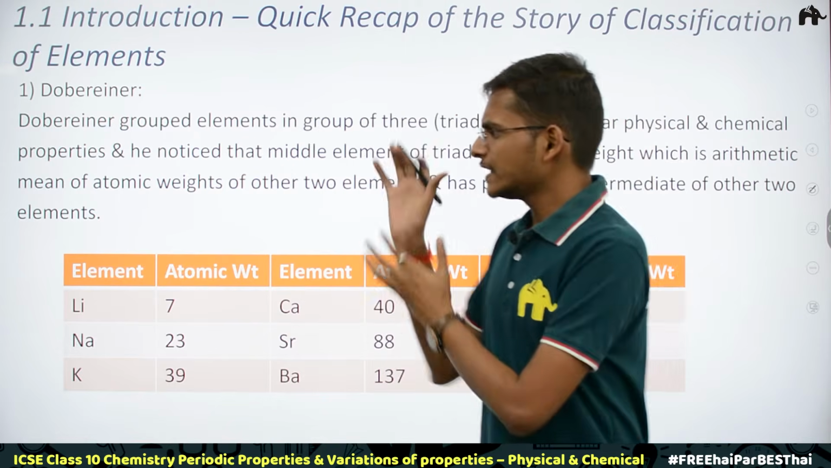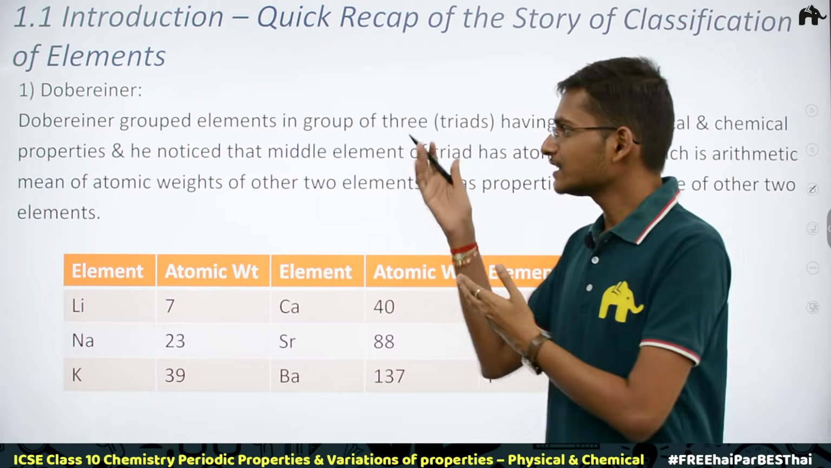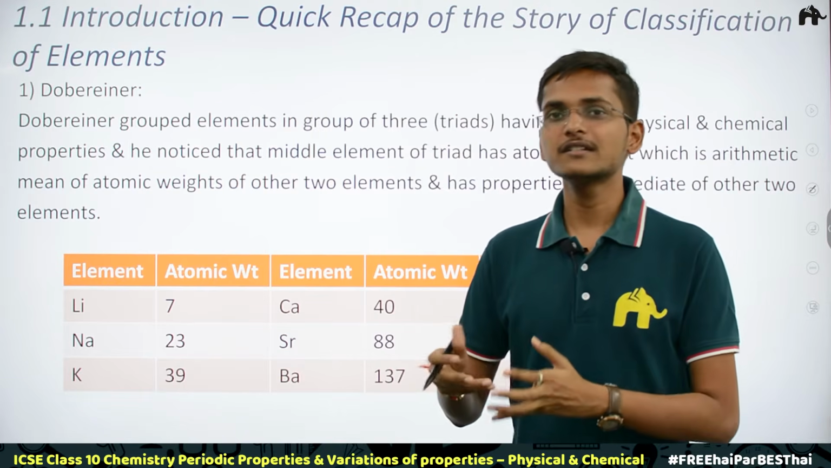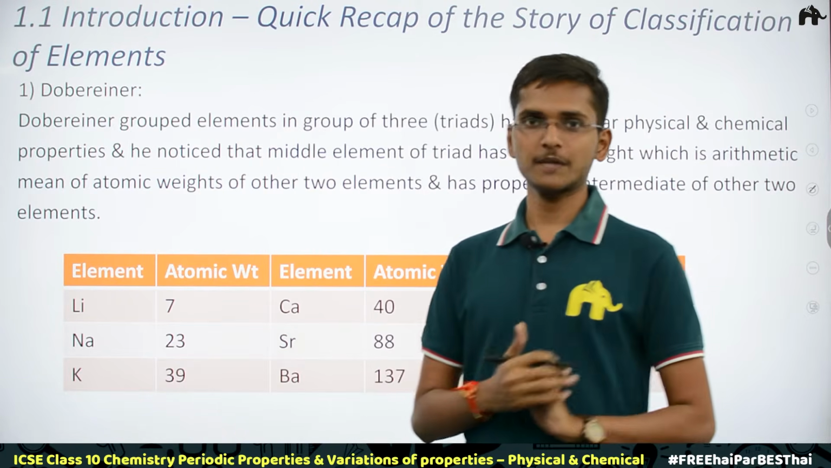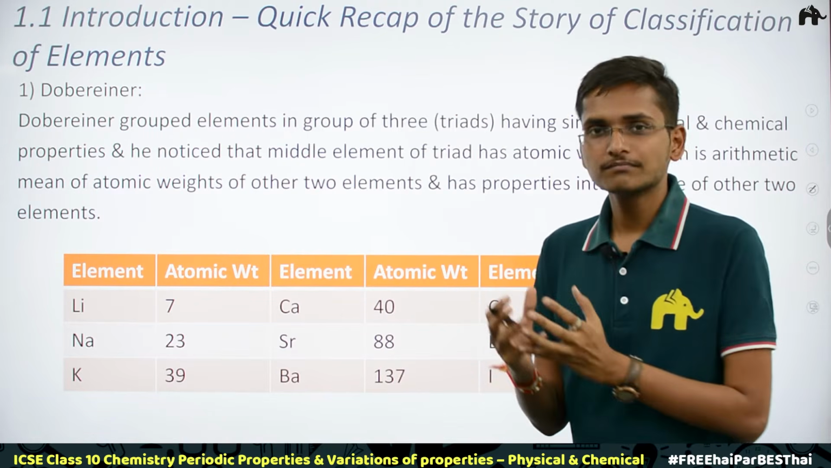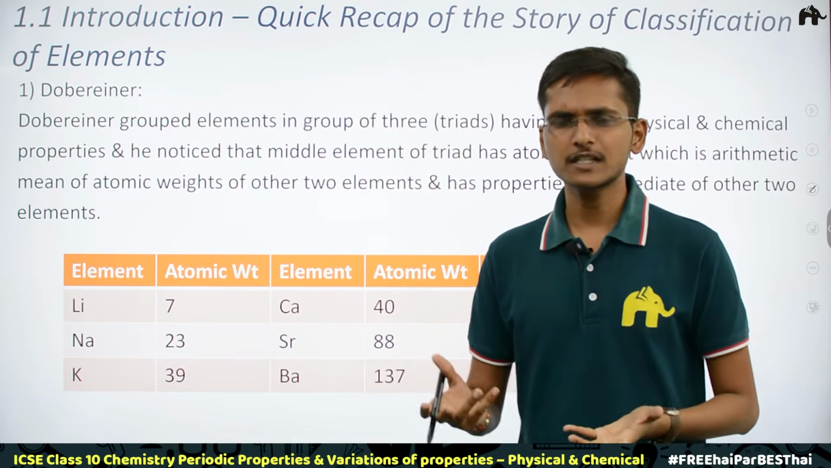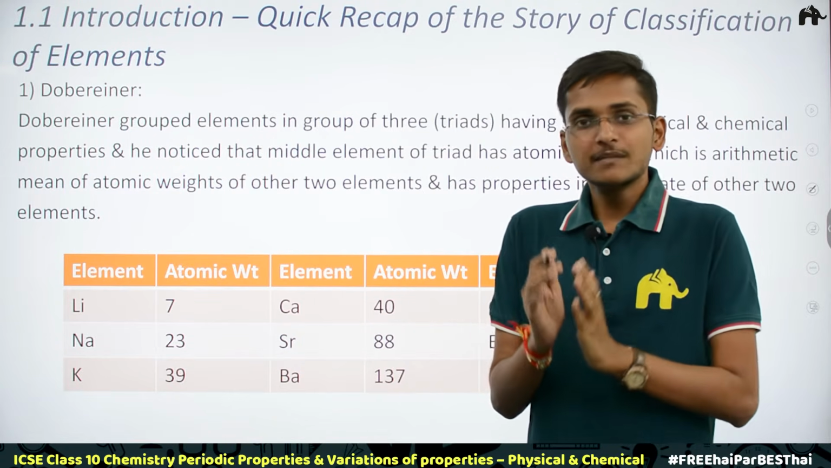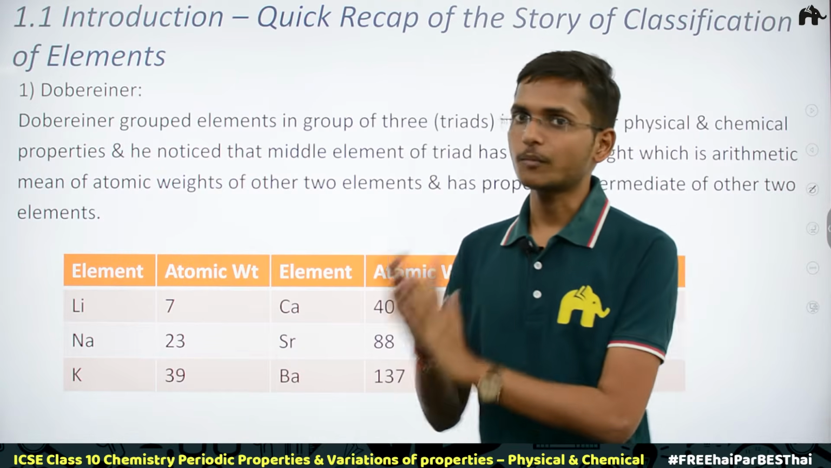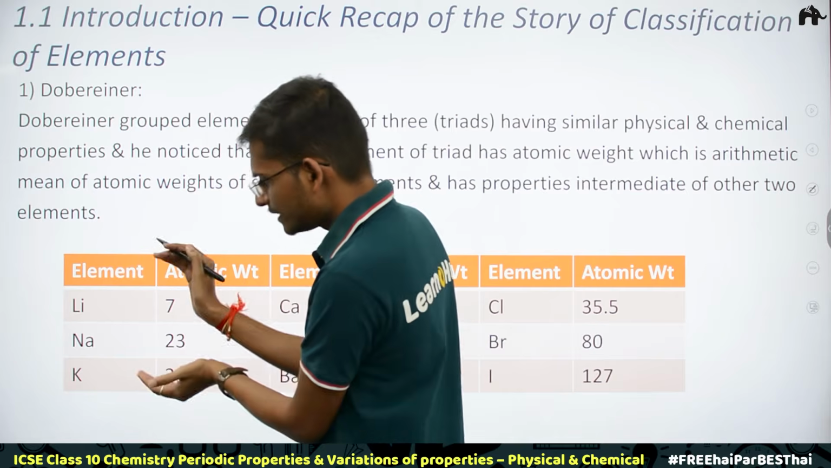In this recap, we would have the scientists as the central figure, and we would revise it in the way of what each particular scientist contributed towards the present form of the periodic table. Starting with Dobereiner, as he was the first, what he did is he grouped the elements in groups of 3, which is also called a triad, and these elements had similar physical and chemical properties. So now let's take an example. Here, Dobereiner grouped lithium, sodium and potassium.